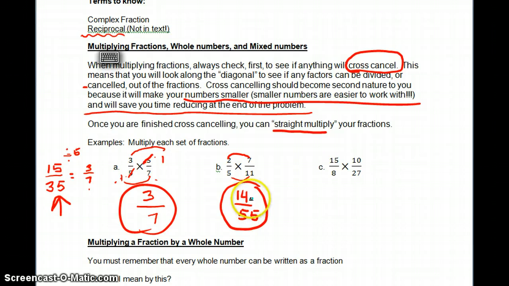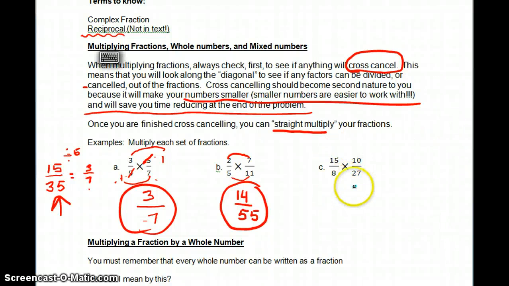Now a little trick for you was if you checked for that cross canceling and you found that nothing could cancel out and you did that correctly, then nothing should reduce at the end. And if you cross canceled entirely at the beginning, you shouldn't have to reduce at the end. So it's just a little trick there. Okay, let's take a look at letter C.